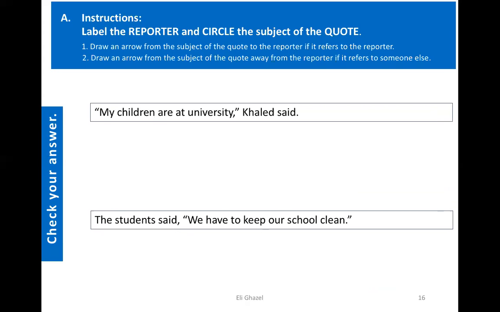So when they finish that, we're going to give them feedback, either by telling them to ask each other first and tell each other how they did it, or we can put this up and show them how it's done. So what we're going to do first is find the reporter, right? And then we're going to find the subject, who, of the quote. And then we're going to see, does it refer to the reporter or does it refer to someone else?